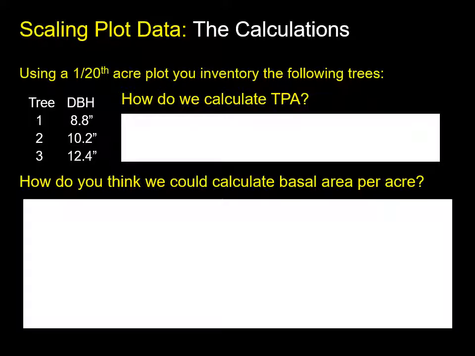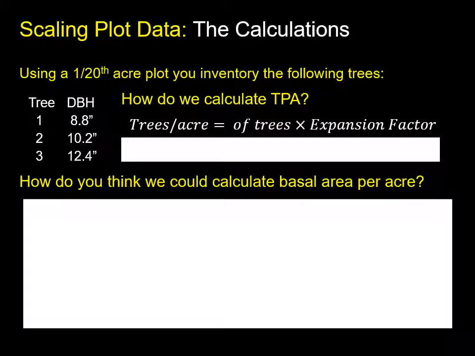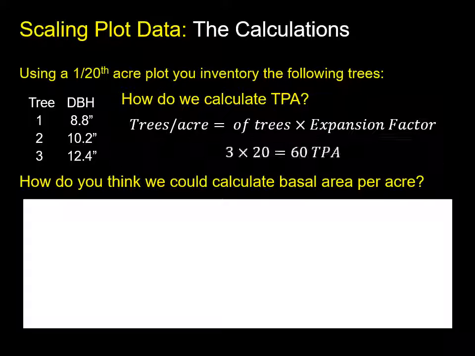Now let's think through the calculations for calculating the number of trees per acre and the basal area per acre coming from an inventoried 1/20th acre plot. So if on this plot we inventoried these 3 trees of DBHs of 8.8, 10.2, and 12.4 inches, we could determine the trees per acre by taking the number of trees identified in the plot times the plot expansion factor to get an estimate of trees per acre. So for this plot, we're going to take our 3 trees in the plot times the reciprocal of our 1/20th acre, so 20, to tell us we have 60 trees per acre.